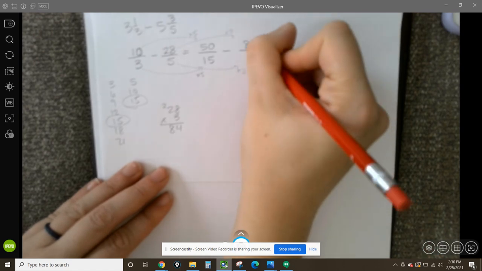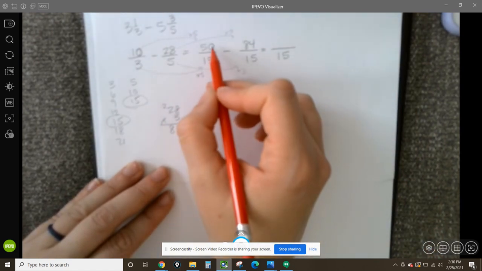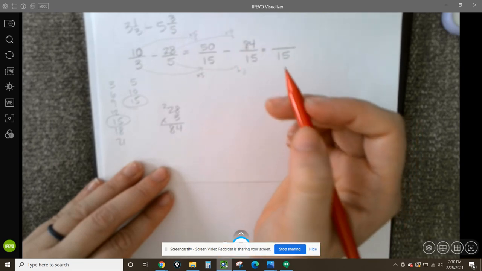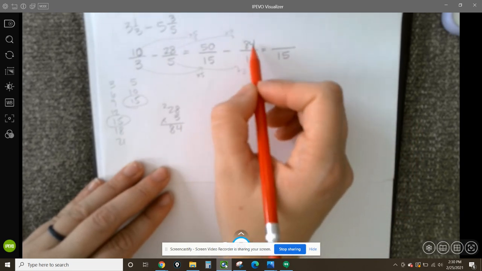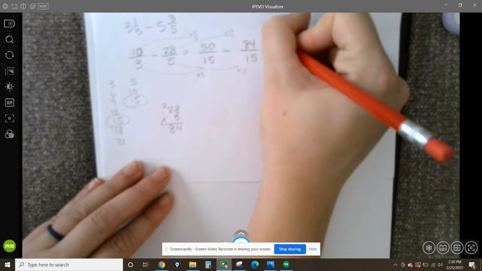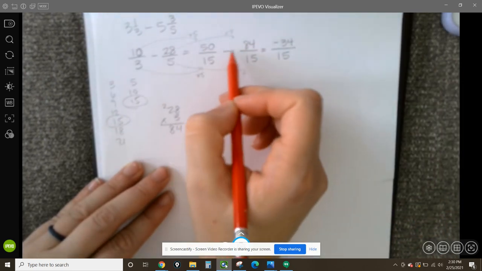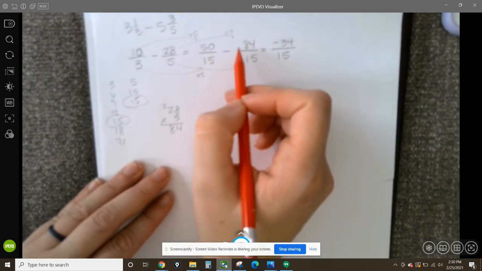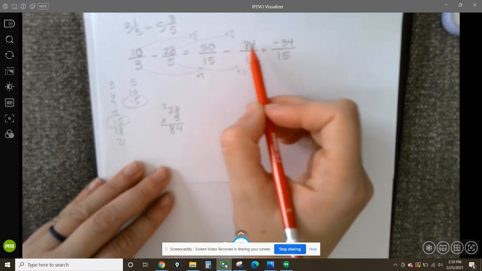Okay. So now I have a common denominator, so I know my denominator is going to be 15. I need to do 50 minus 84. And this is going to be a negative number, I can already tell, because I'm taking away something bigger than the number. So 50 minus 84 would be negative 34. If you need help on subtracting integers like positives and negatives, let me know. That's a different lesson. So I'm going to assume that you know how to do that part.